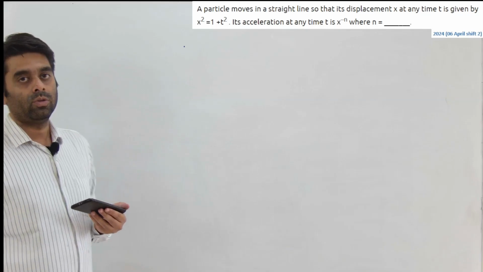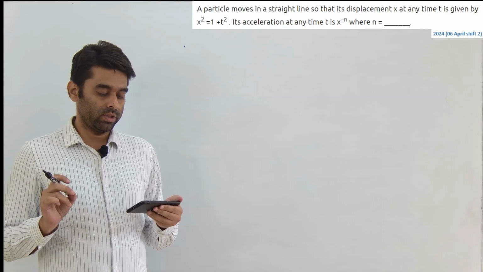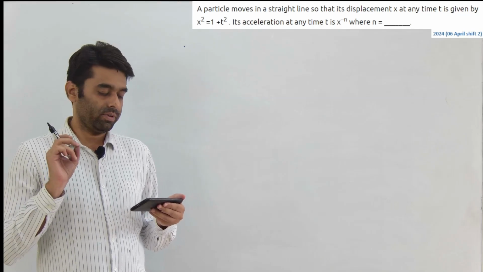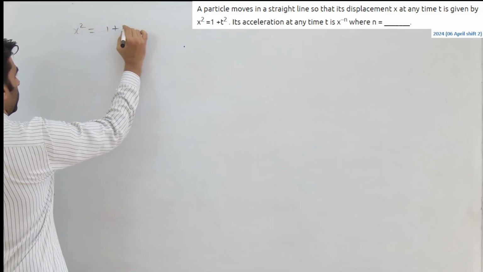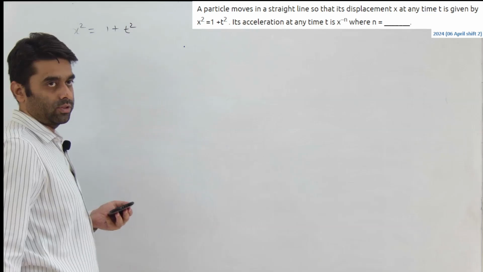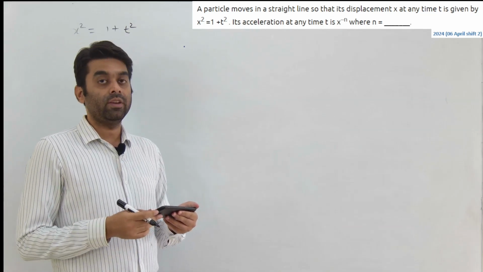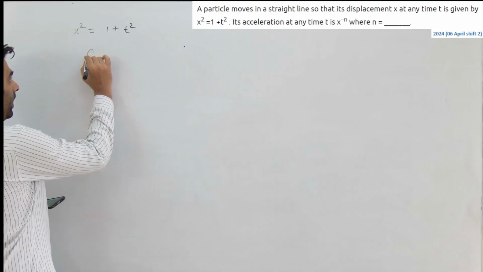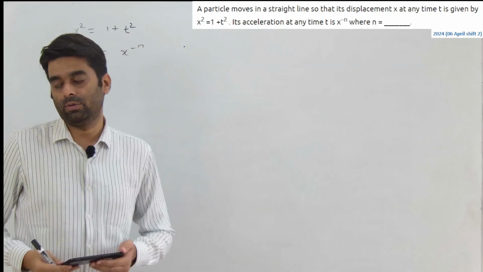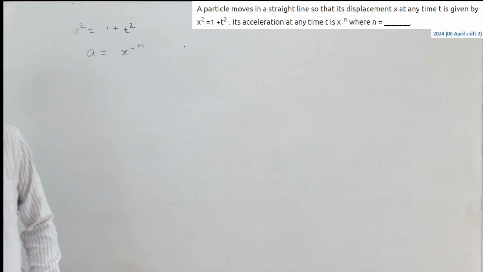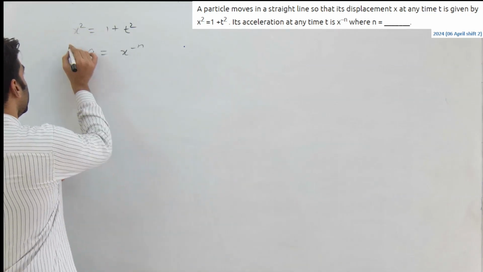Yes. So the question that we have says a particle moves in a straight line so that its displacement x at any time t is given by x square is equal to 1 plus t square. This is x as a function of t given to us. Its acceleration at any time t is x power minus n. Find the value of n. That means we have to calculate first of all acceleration and then check the value of n. Let's see.